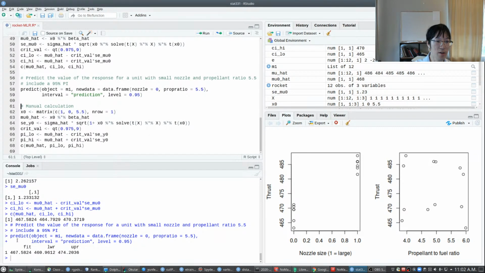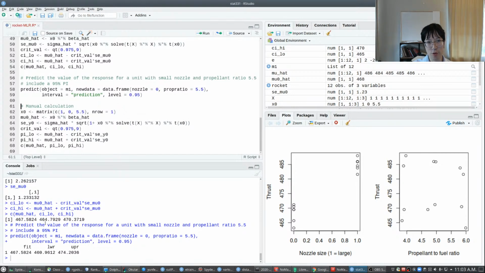and we see, again as expected, both of them are centered at y0 hat, which we calculated. Now you notice the interval is wider. Instead of going from about 465 to 470, it now goes from 460 to 474. Why does that make sense? Because we're trying to predict one individual unit. So with 95% confidence, the response for an individual unit with those X characteristics will fall in here.